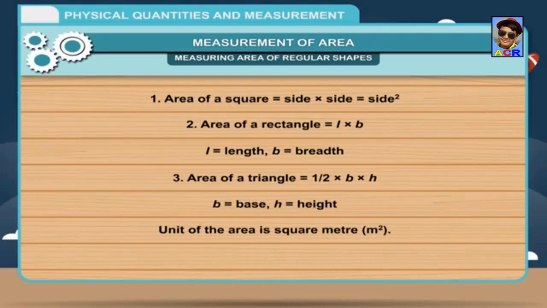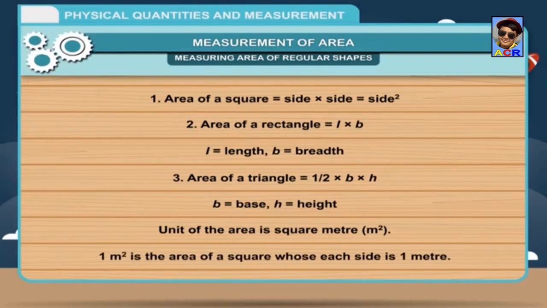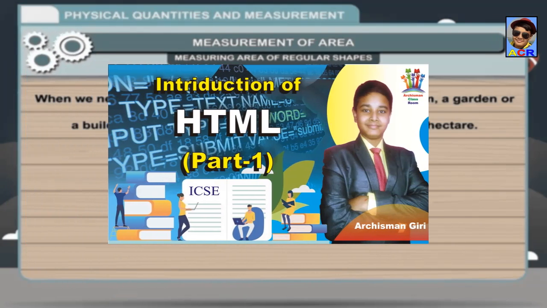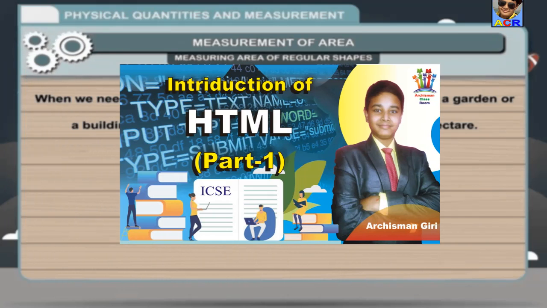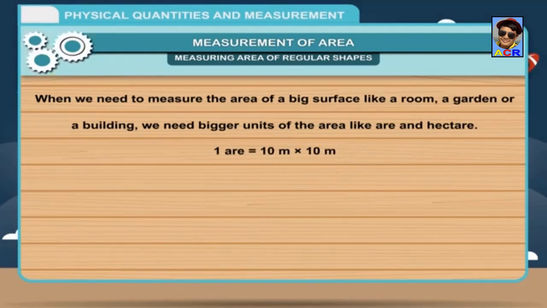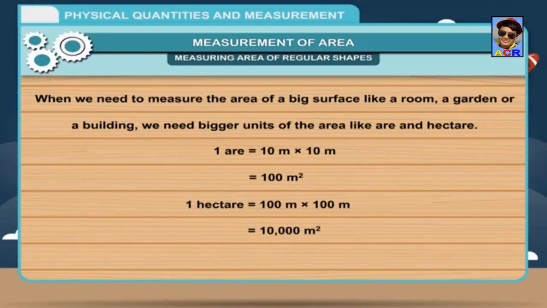Unit of area is square meter, meter square. 1 meter square is the area of a square whose each side is 1 meter. When we need to measure the area of a big surface like a room, a garden, or a building, we need bigger units of area like are and hectare. 1 are is equal to 10 meter into 10 meter is equal to 100 meter square. 1 hectare is equal to 100 meter into 100 meter is equal to 10,000 meter square.